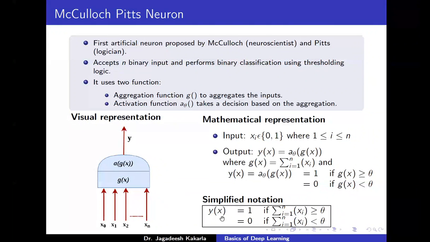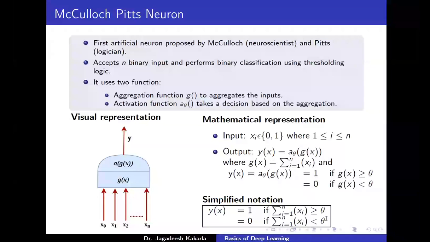The simplified notation is y of x can be either 1 or 0. It is simply doing the binary classification. All these things I will discuss: what is a binary classification, what is a multi-class classification, what is a regression, I can tell you later. But here the output can be either 0 or 1, whether it is pass or fail. When it will be 1, if the summation of all the values is greater than or equal to a particular threshold, then it is pass, otherwise it is fail.